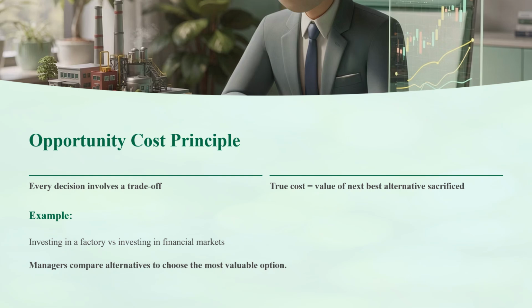What is the opportunity cost principle? You know that opportunity cost is nothing but the next best alternative. It means you have to sacrifice one. For example, every choice has a cost, so the next best alternative is what we give up. Here the manager compares options and chooses the one with the best benefit. For example, investing in a factory versus investing in the financial market. Here the manager compares alternatives to choose the most valuable option.